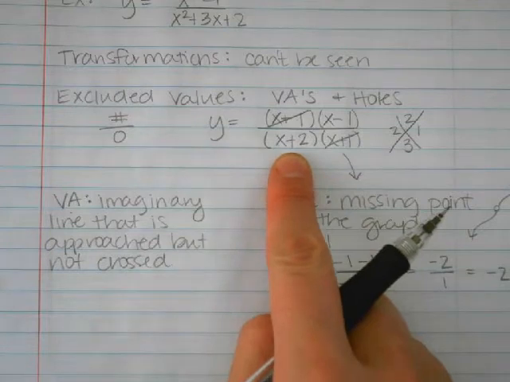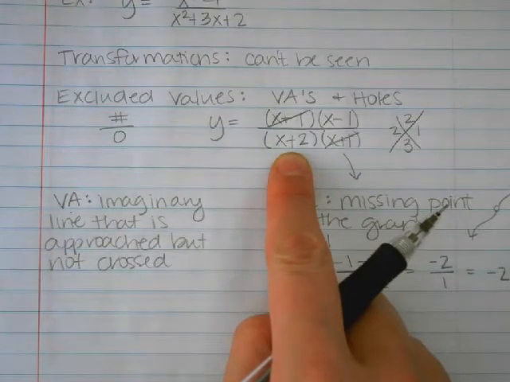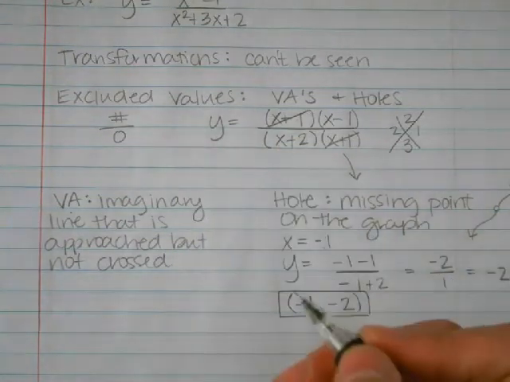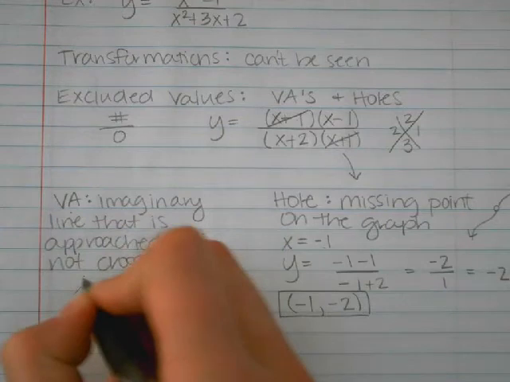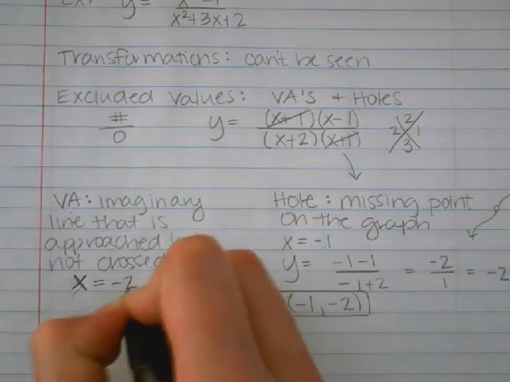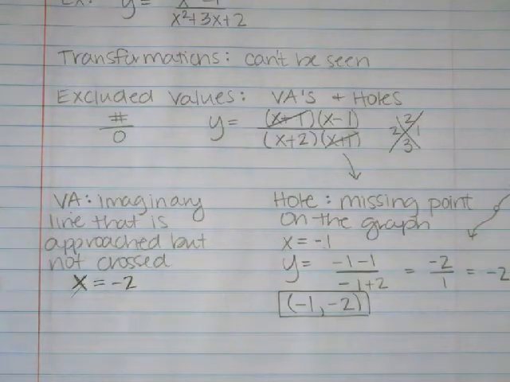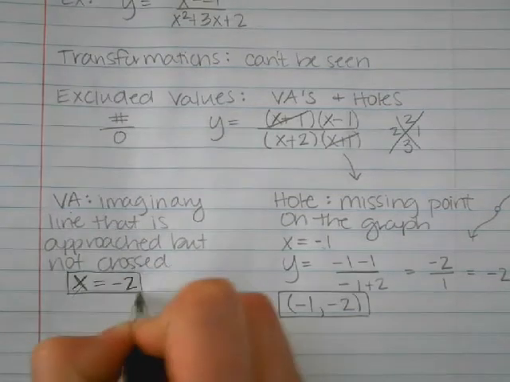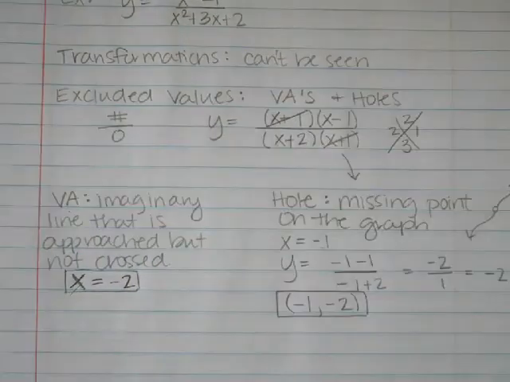And so this is similar to what we saw with the simple rational graphs, is that whatever was on the bottom of the fraction told us our vertical asymptote. And so the vertical asymptote for this graph happens to be x equals -2. So -2 and -1 are excluded values for x. They're x values that you can't use. And they tell you very specific characteristics about these rational functions.